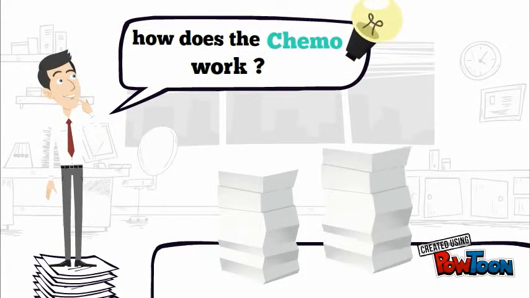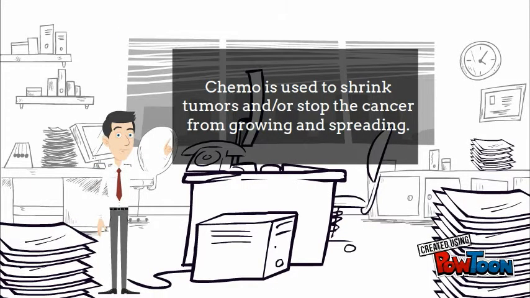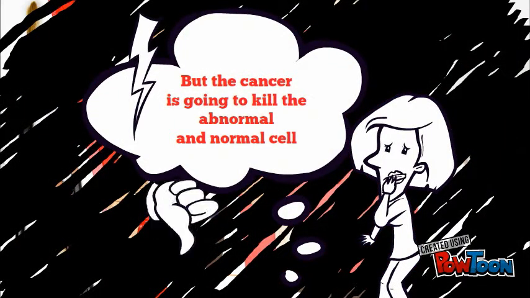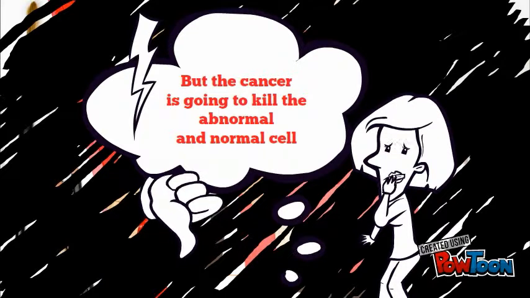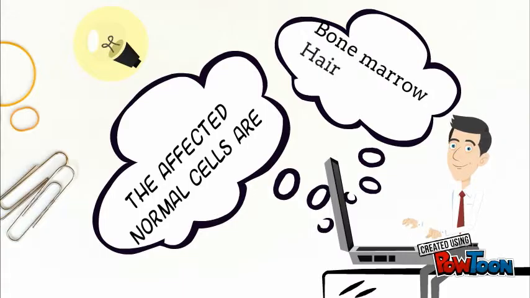How does chemo work? Chemo is used to shrink the tumors and or stop the cancer from growing and spreading. But the chemo is going to kill the abnormal and normal cells. The affected normal cells are bone marrow, hair, and skin cells.